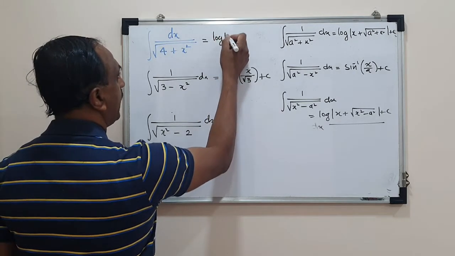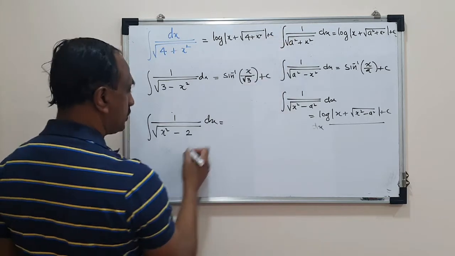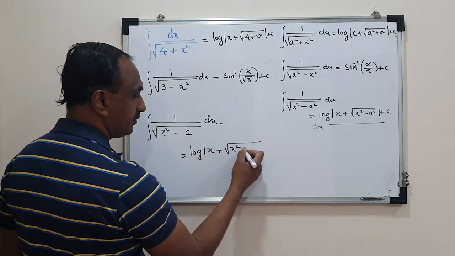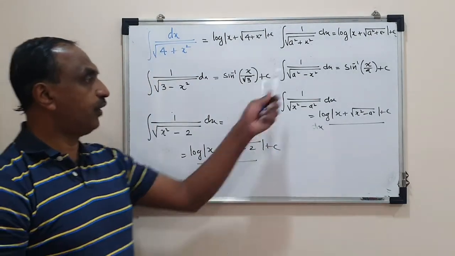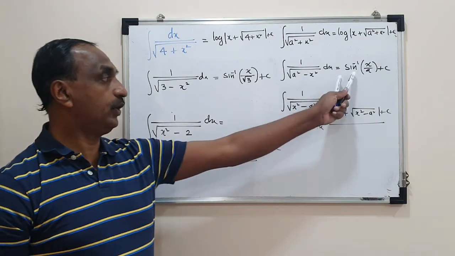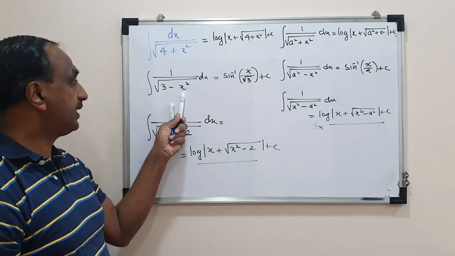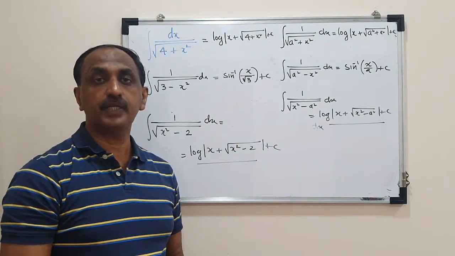Log of x plus denominator. This also, log of x plus denominator. So very easy to write these two answers. Comparatively, the root formula is easier. One alone, remember: this is the derivative of sine inverse, it matches with this. So root of a square minus x square is sine inverse. The other two are log of x plus denominator.